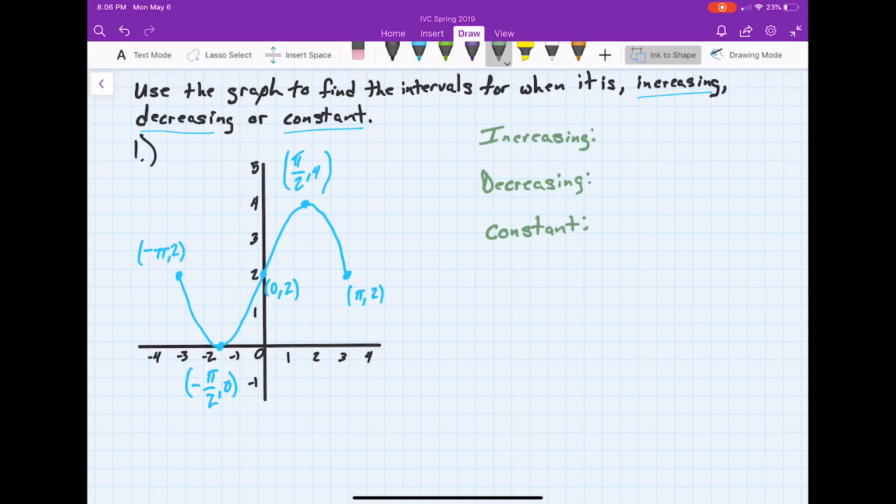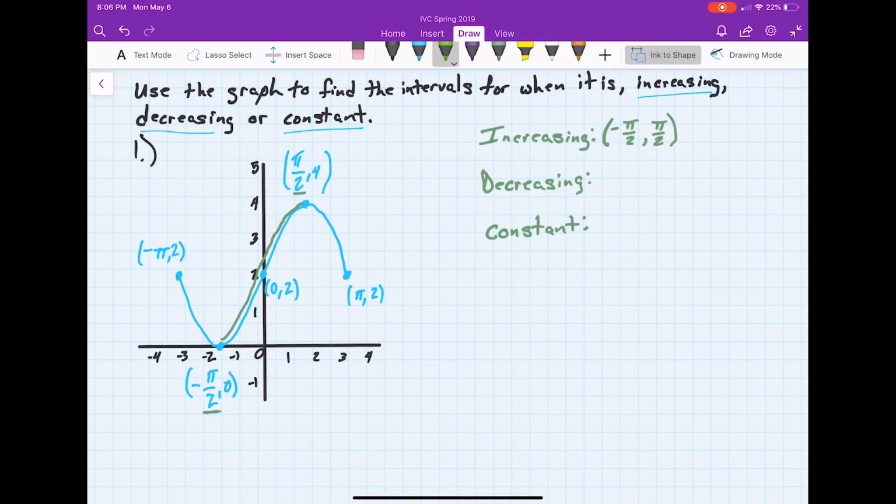So let's look over here at the graph. Since we're doing increasing first, let's just look where this graph increases. It increases right along this section right here. That begins at negative pi over 2 right here, and it ends at pi over 2. There's nowhere else that's increasing, so this is all we have for increasing. So we'll just put from negative pi over 2 to pi over 2. That is our increasing portion.